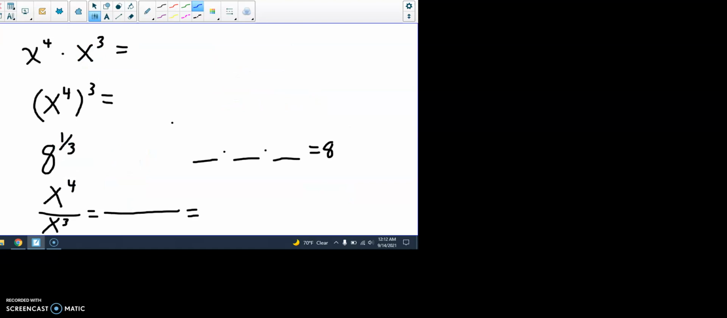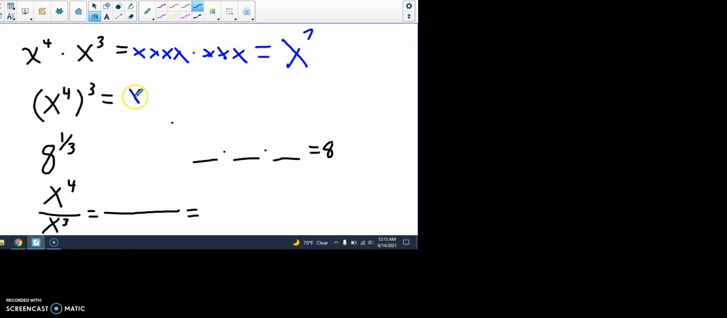For the 4 problems on the outside, these are your mental math problems. For exponents, we have 4 x's being multiplied together for x to the 4th, and then it's times x cubed, which is 3 x's. So the final answer here would be x to the 7th power, because you have 4 x's plus 3 more x's, so a total of 7 x's are being multiplied.